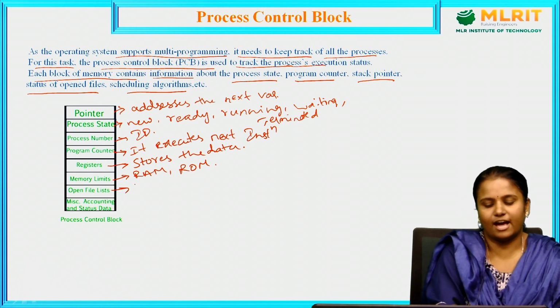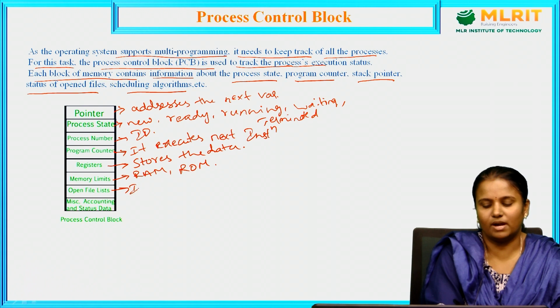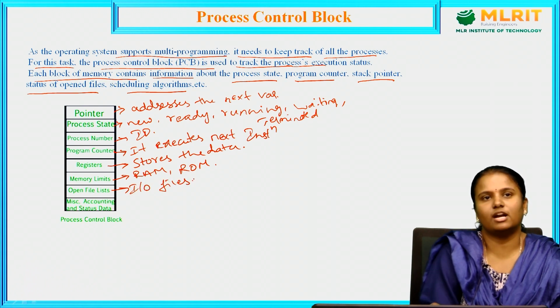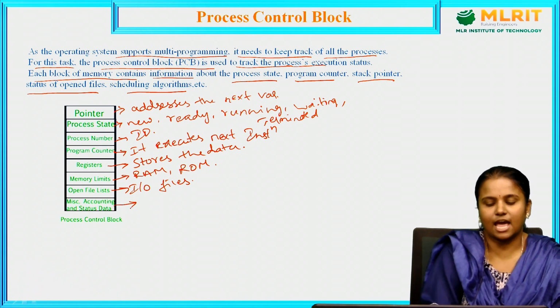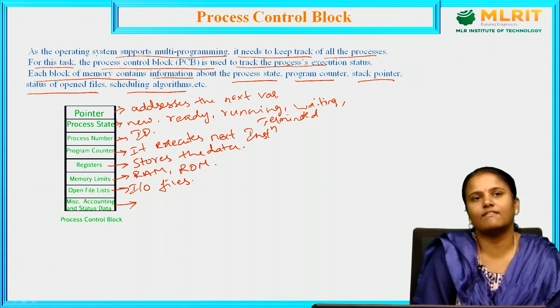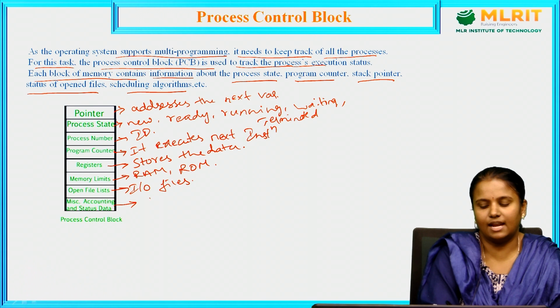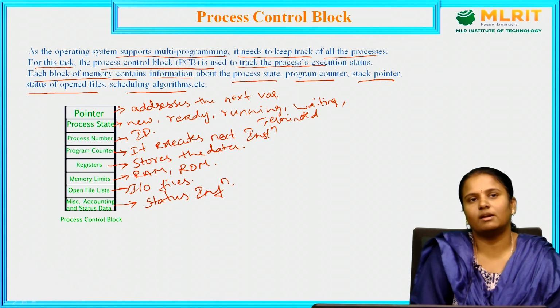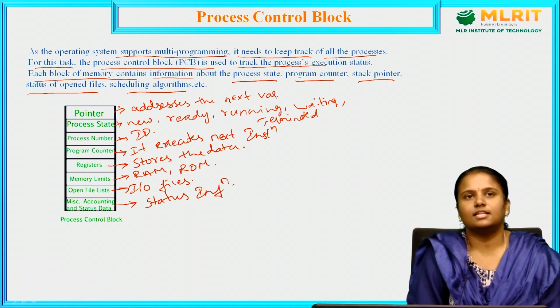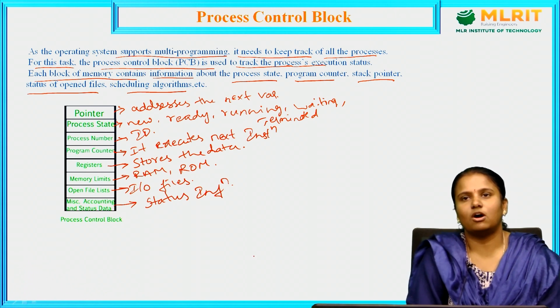Next, the list of open files: these are the input-output files that are opened. Next, miscellaneous accounting and status data. Whatever the miscellaneous accounting data is, it can be stored with its status information. That is all about the process control block, PCB.